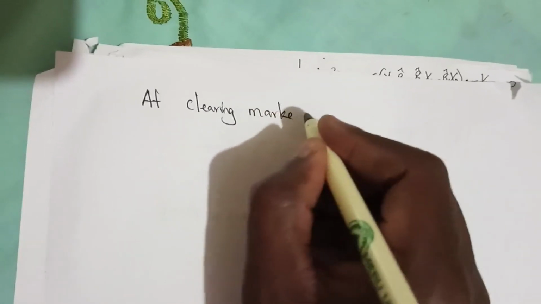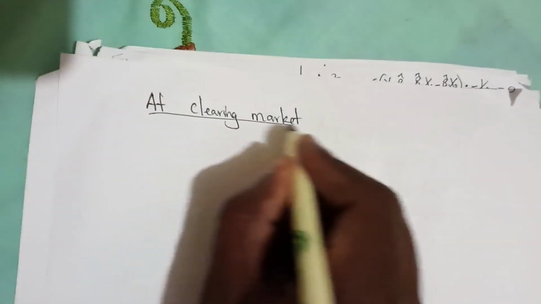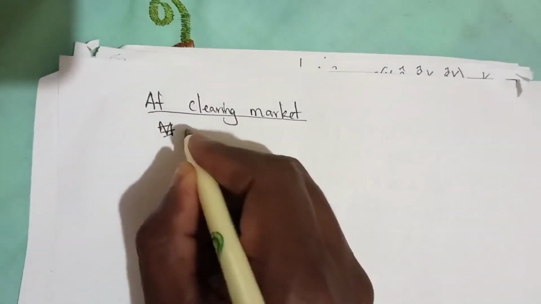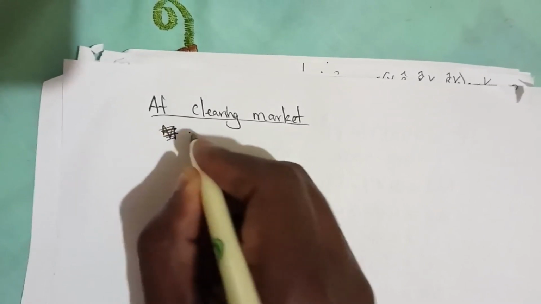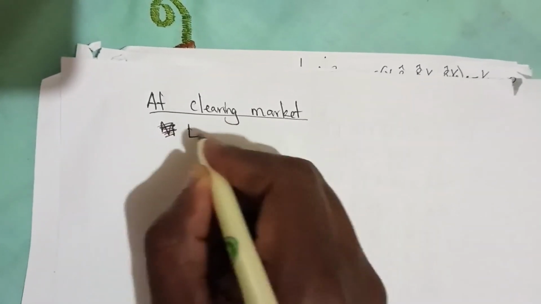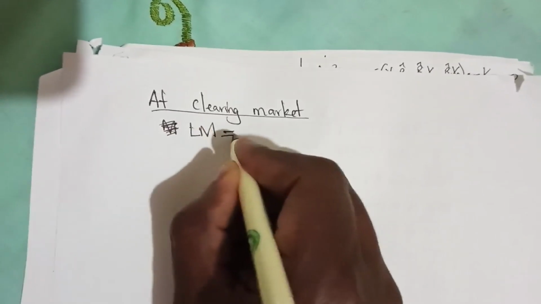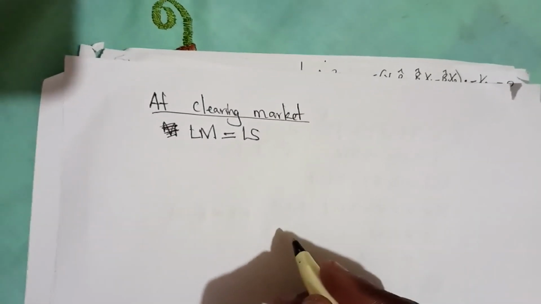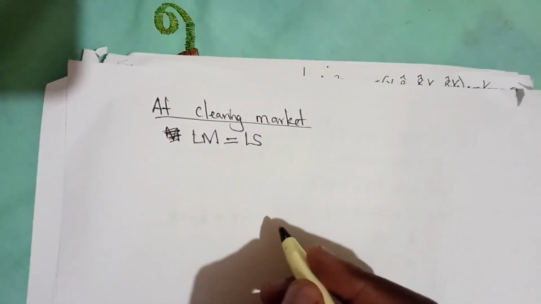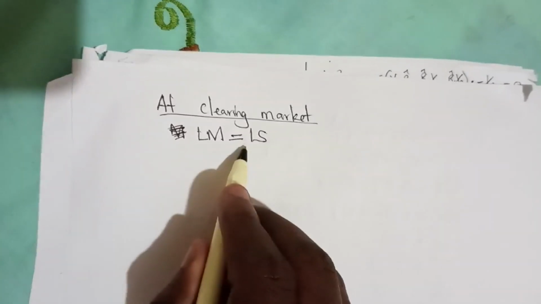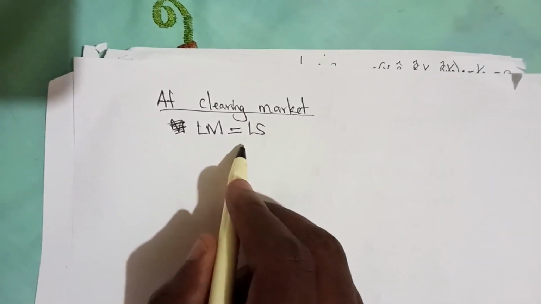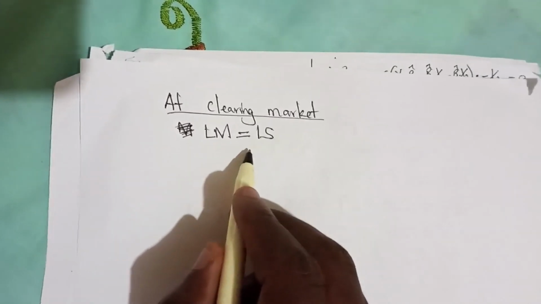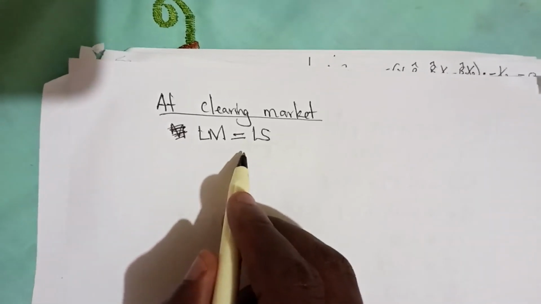Now remember, at clearing market, don't ignore this, guys. At clearing market, the LM curve, or LM equation, should be equal to the IS equation. We have already gotten our LM equation, so we are going to substitute it here so that we equate the two, so that we can get the value of R and Y, that is interest rate and income at which the market is at equilibrium.